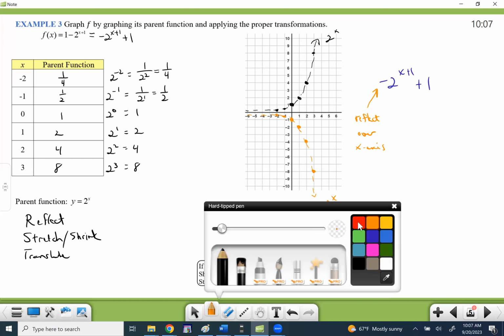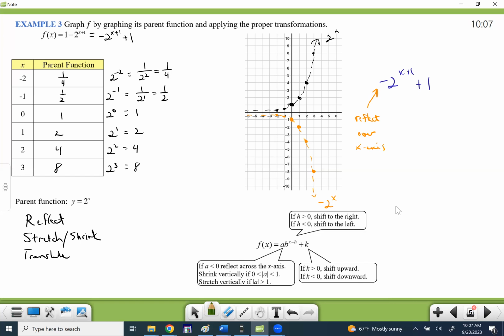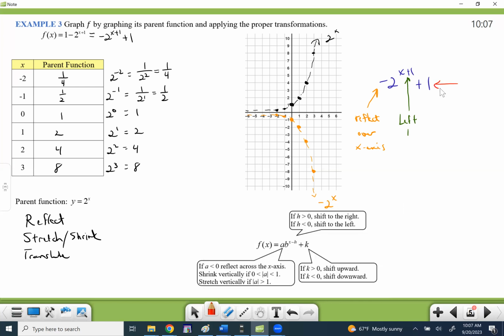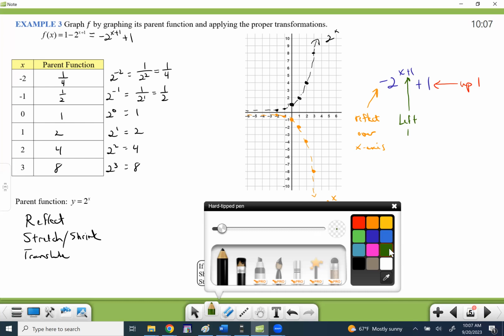Now I always do the transformations in one shot because I feel like that's not too bad. That's kind of easy to do. So this -1 right here lies to us. So instead of going to the right, we're going to go to the left 1. And then this +1 tells the truth. So we are going to go up 1. So we need to go left 1, up 1, left 1, up 1 with all of our points, okay?